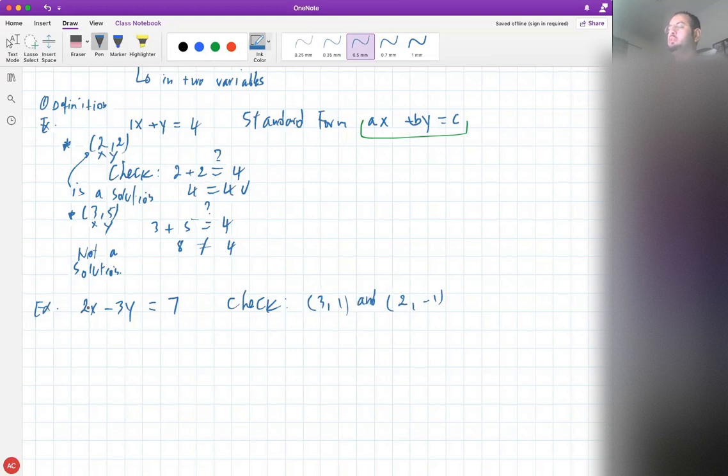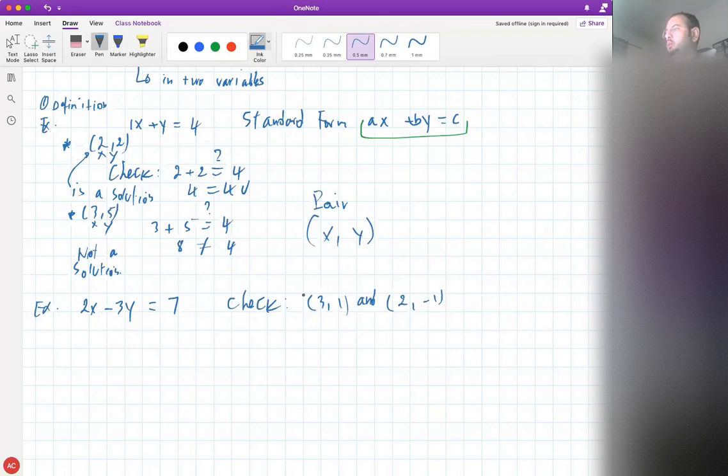So the solution, because the equation has 2 variables, the solution is a pair. It's a pair of x and y values. It has to be a pair. If there's a solution, it has to be a pair. And later we're going to see how to graph the pairs.